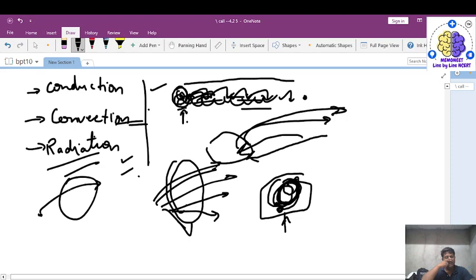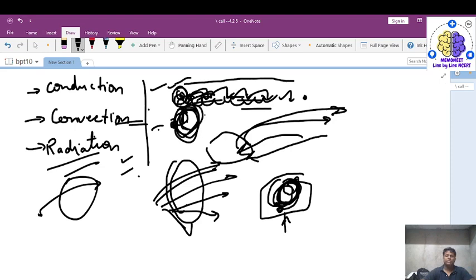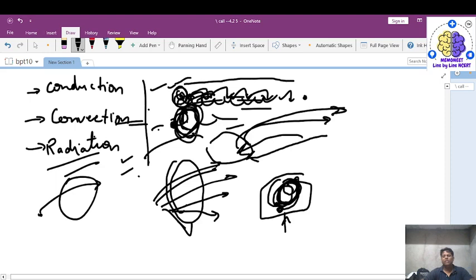So, in conduction, the heat is being transferred from particle to particle. In convection, the particles which are supposed to be heated come to the heat source and go back to their place, and they form a cycle. Because of this cycle, which is known as the convection cycle, the entire substance gets heated up. In radiation, the heat is being directly transferred to the particle or the substance. There is no medium involved in it.